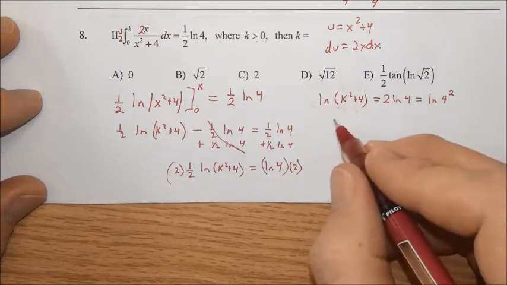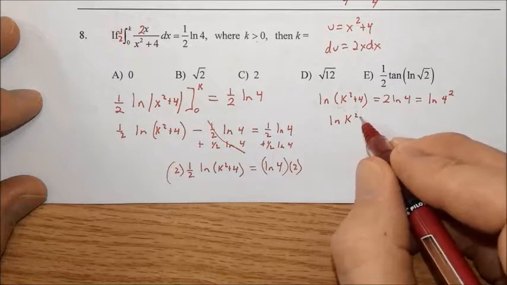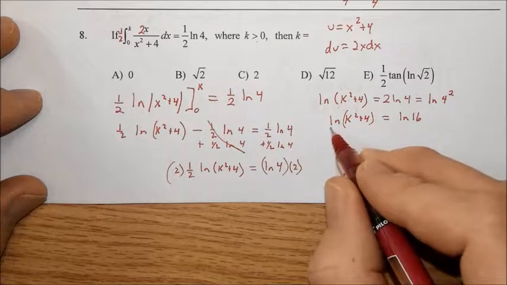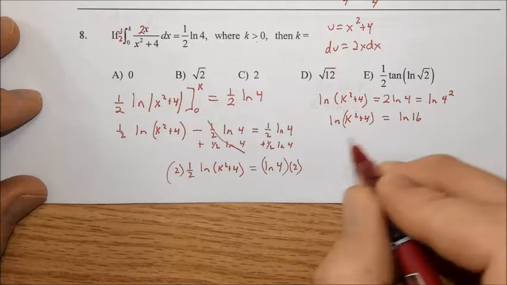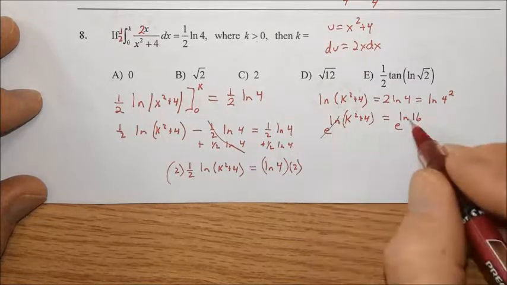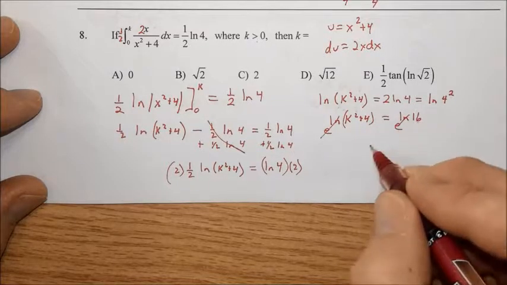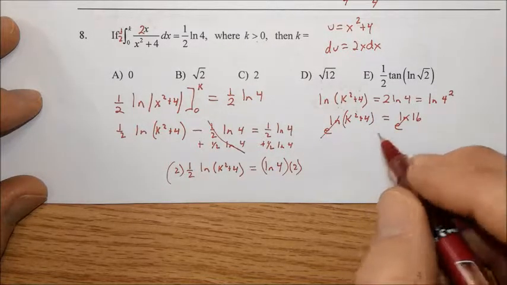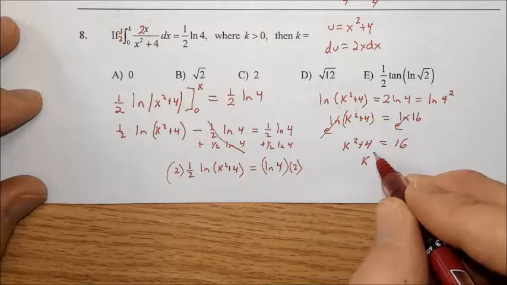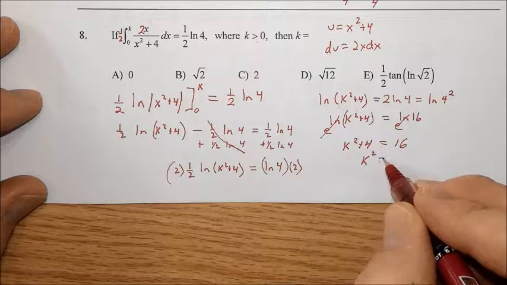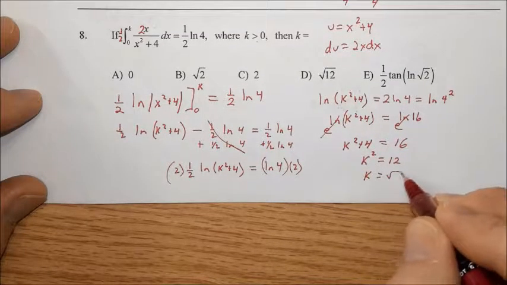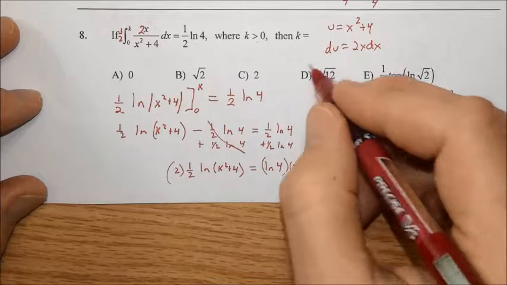Okay, so we now have the natural log of k squared plus 4 is equal to the natural log of 16. We have the natural log leading off both of our equations, so we can raise both up into the exponent of e. That wipes out the logs and brings both of our expressions down to the base level. So we have k squared plus 4 is equal to 16. Subtract 4 from both sides, and we have k squared is 12, and therefore k is the square root of 12, which is D.